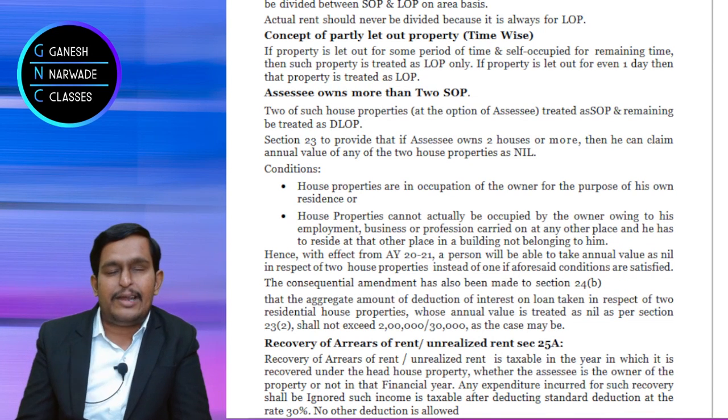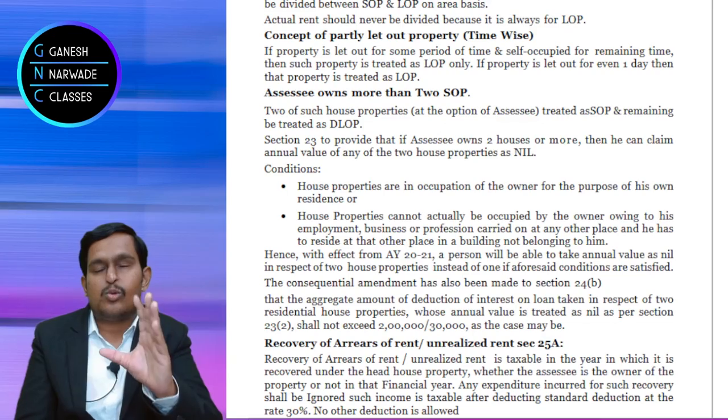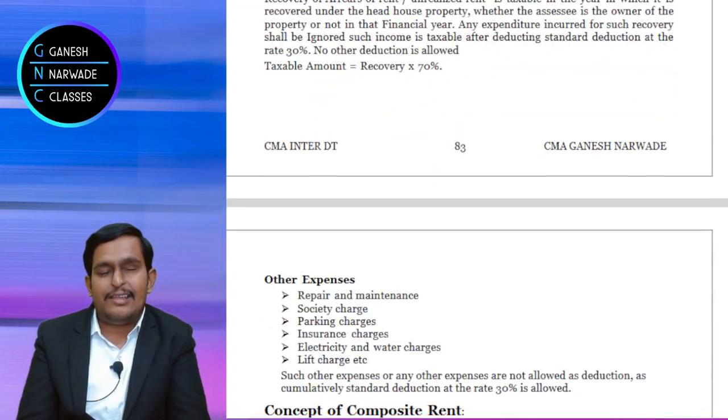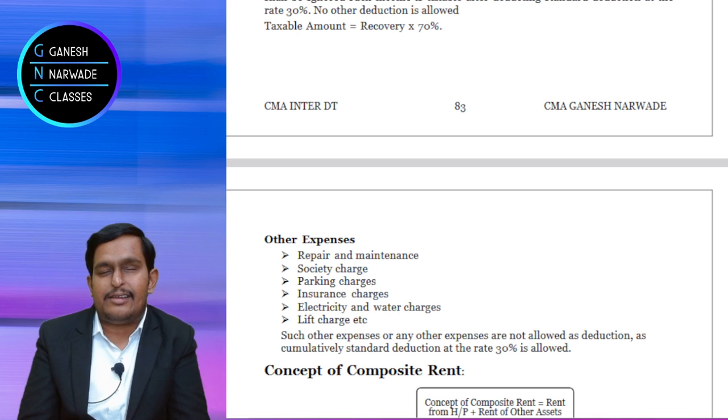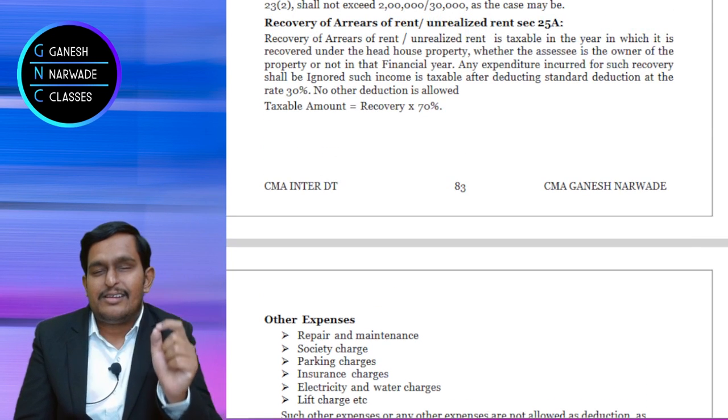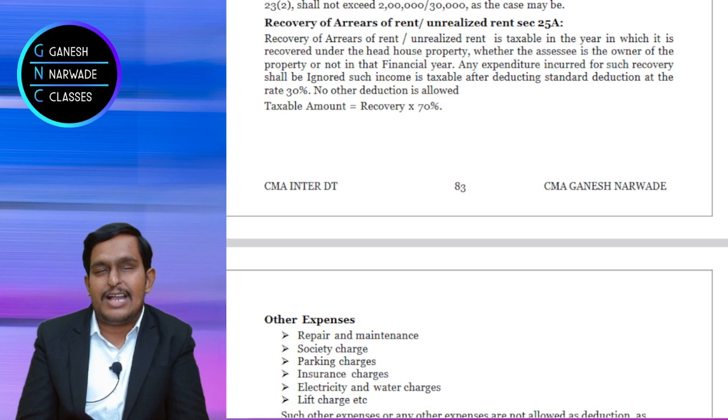Now arrears of rent will arise because of a court dispute between owner and tenant. And unrealized rent, you know, the tenant did not pay, the tenant ran away, and then his conscience woke up and he came back and paid the rent, that is unrealized rent recovered.